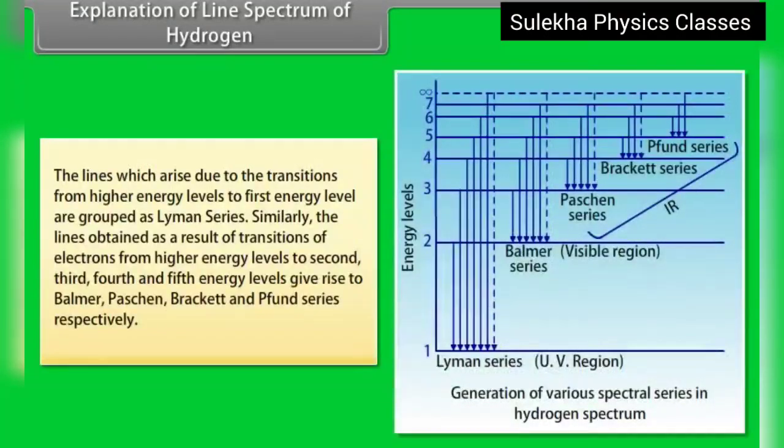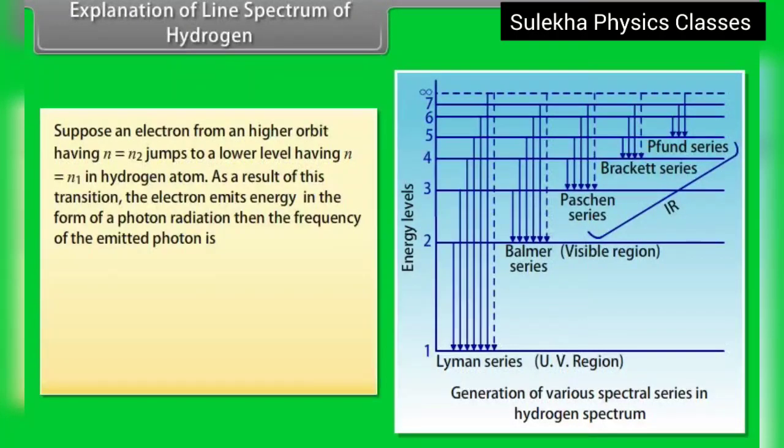The lines which arise due to the transitions from high energy levels to the first energy level are grouped as the Lyman series. Similarly, the lines obtained as a result of transitions of electrons from high energy levels to the second, third, fourth and fifth energy levels give rise to the Balmer, Paschen, Brackett and Pfund series respectively.